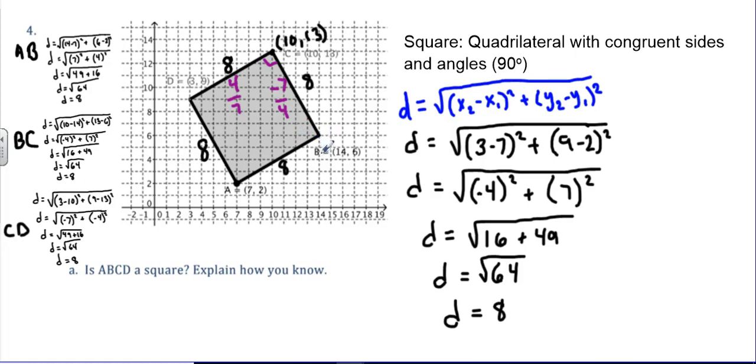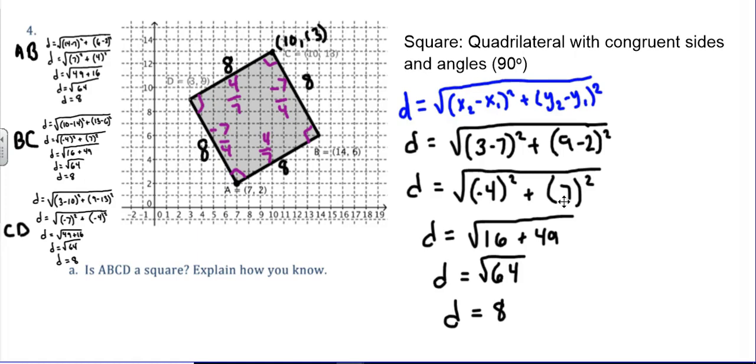This slope is down 1, 2, 3, 4, then over to the left, 1, 2, 3, 4, 5, 6, 7. So that's a positive 4/7, making these opposite reciprocals. And then this one's slope will be down 7 over 4, so that's negative 7/4, confirming that these last two angles are 90-degree angles.